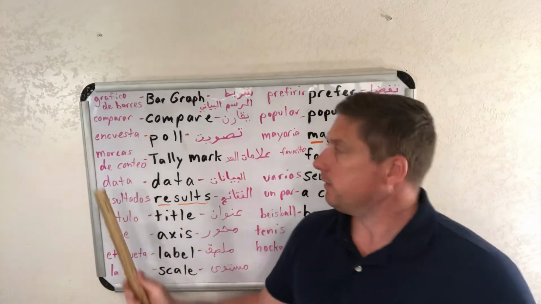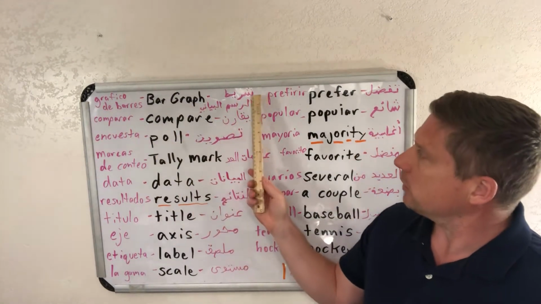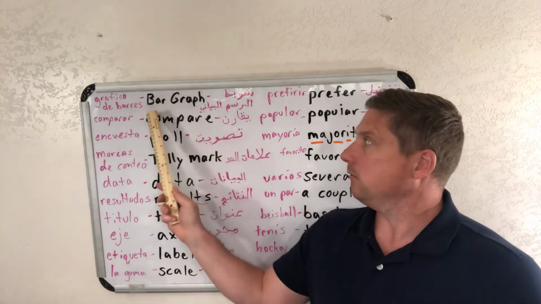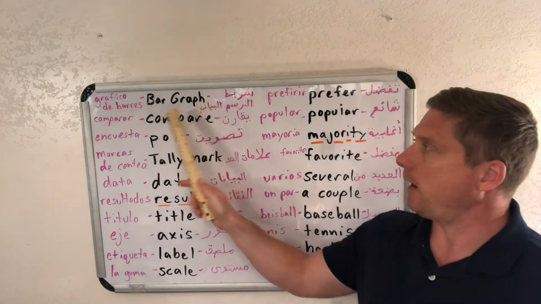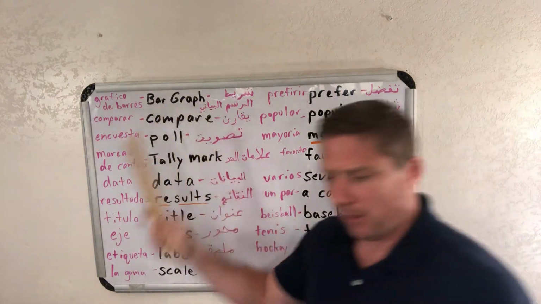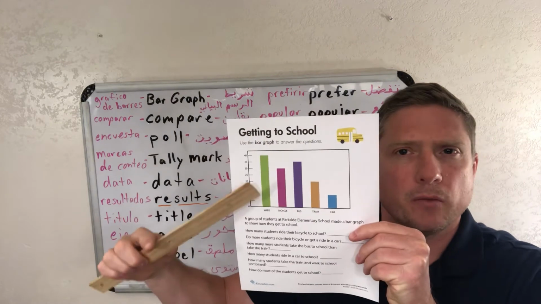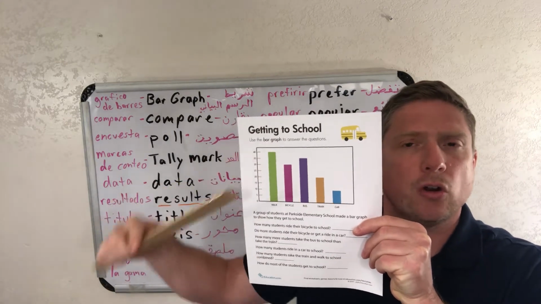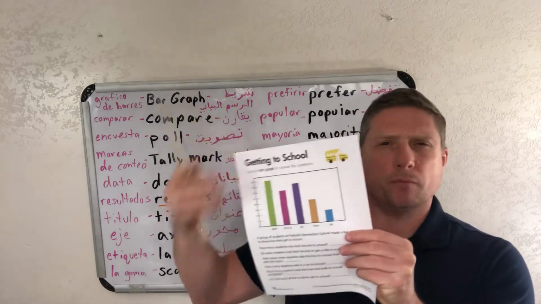Our new words first: bar graphs. There are different kinds of graphs. This one is the bar graph, and bar graphs are ones that look like this. We have the bar, bar, bar, bar. The bars show the information, okay?